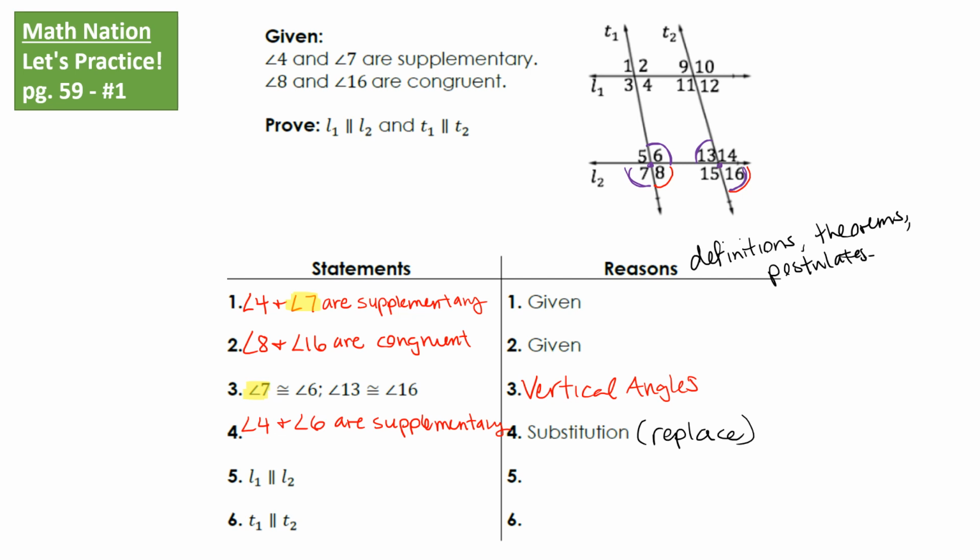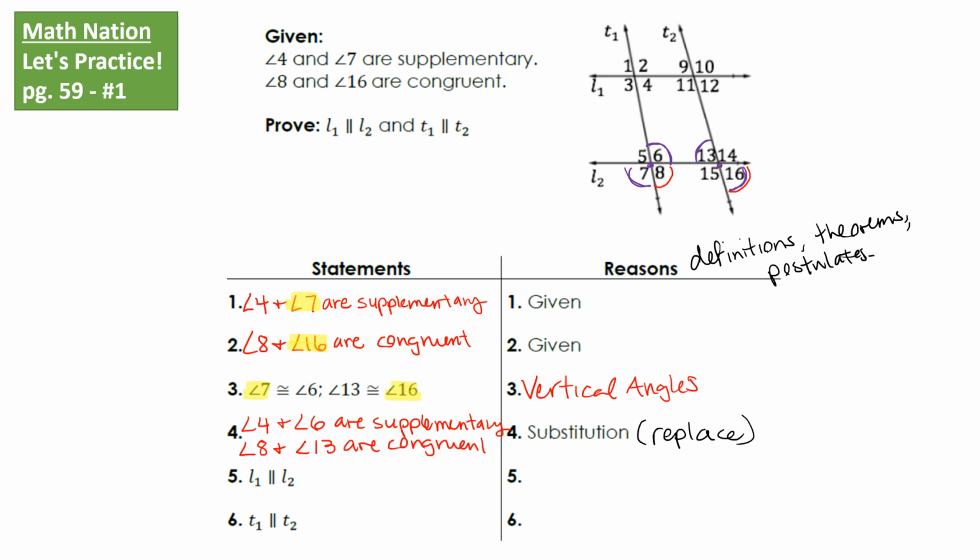And then we have to look again to see if there's another angle that was mentioned in the previous statements that was also repeated. So if I look at statement number 2, I notice that angle 16 was mentioned again in statement 3. Statement 2 says angle 8 and 16 are congruent, and statement 3 says angle 13 and angle 16 are congruent. So if we look at these two statements, I can replace angle 16 for angle 13 and say instead of angle 8 being congruent to angle 16, I can say 8 and 13 are congruent.